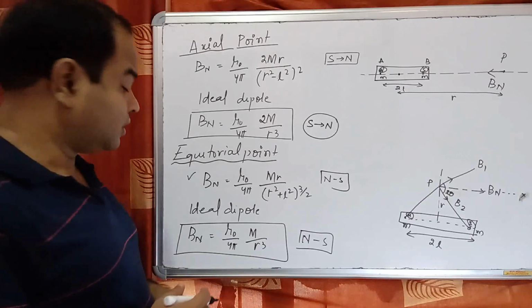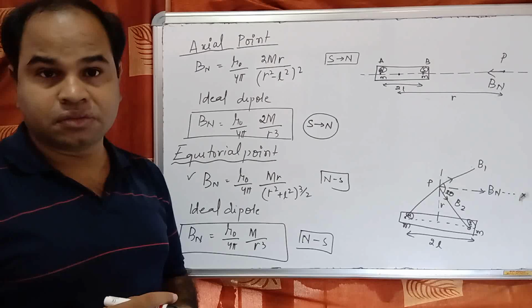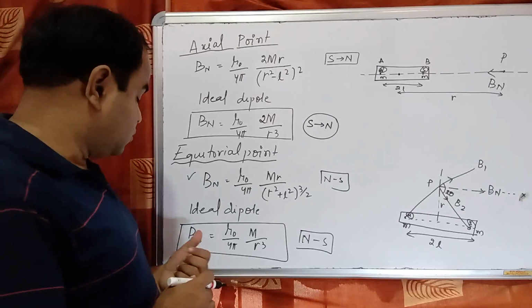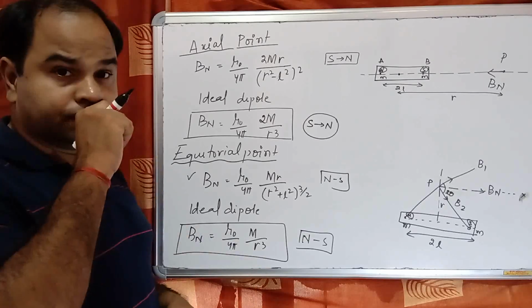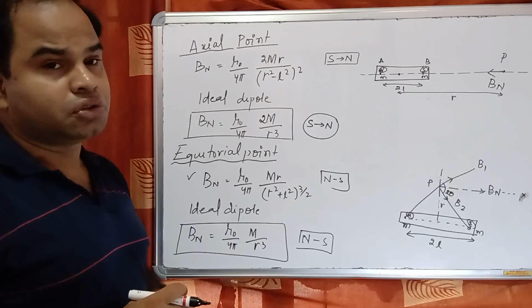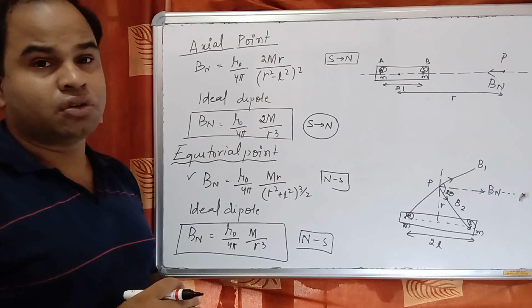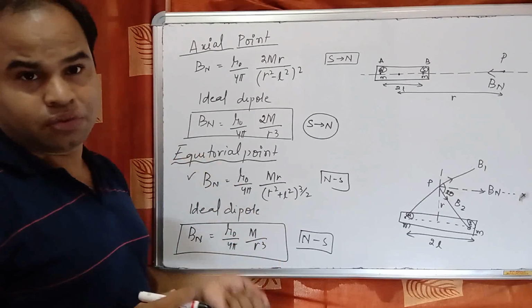And if the bar magnet is an ideal dipole, the length is very small, so l square is very small, so B net is mu naught by 4 pi, m by r cube. Now we have a short question: what is the ratio of net magnetic field due to a bar magnet at any axial point to the equatorial point?